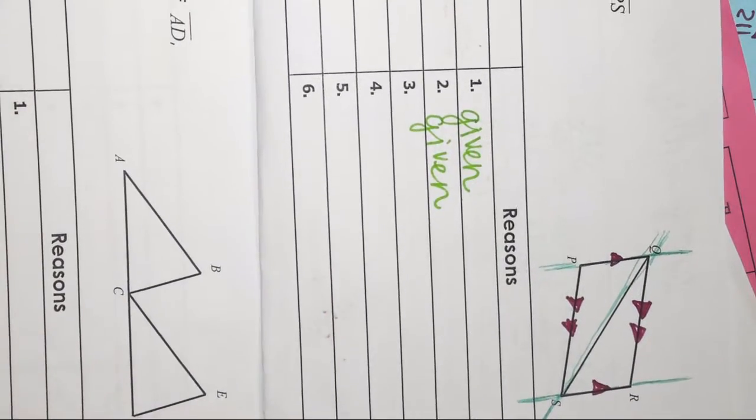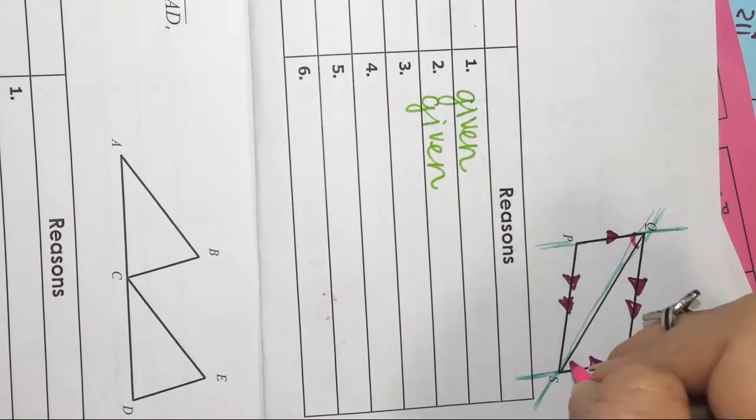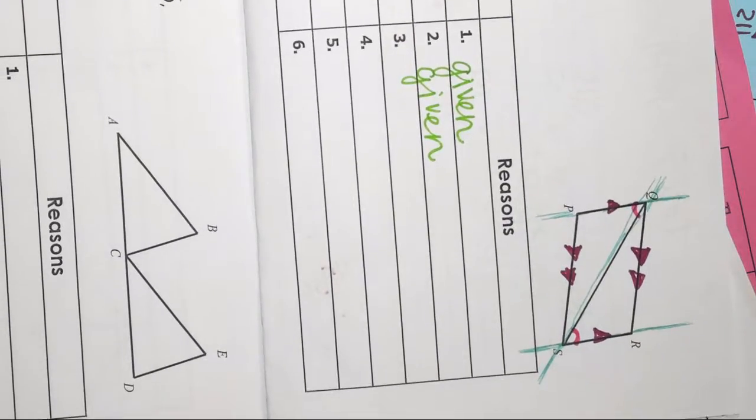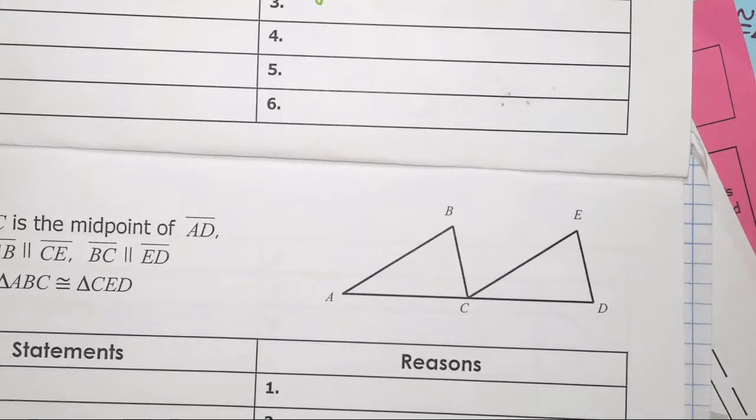What do we know about this angle right here and this angle right here? Congruent. Why? Because they're alternate interiors. So those two angles are congruent because they're alternate interior angles.